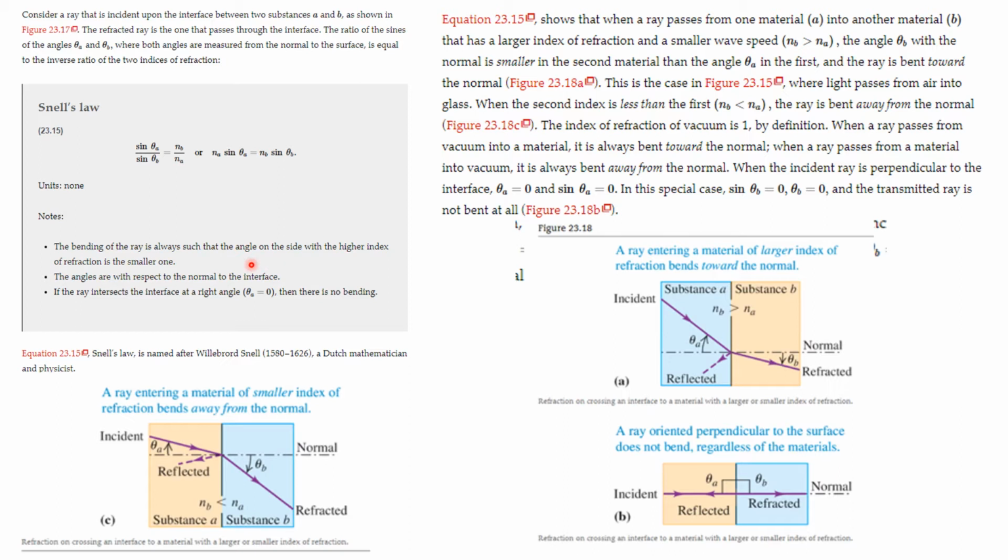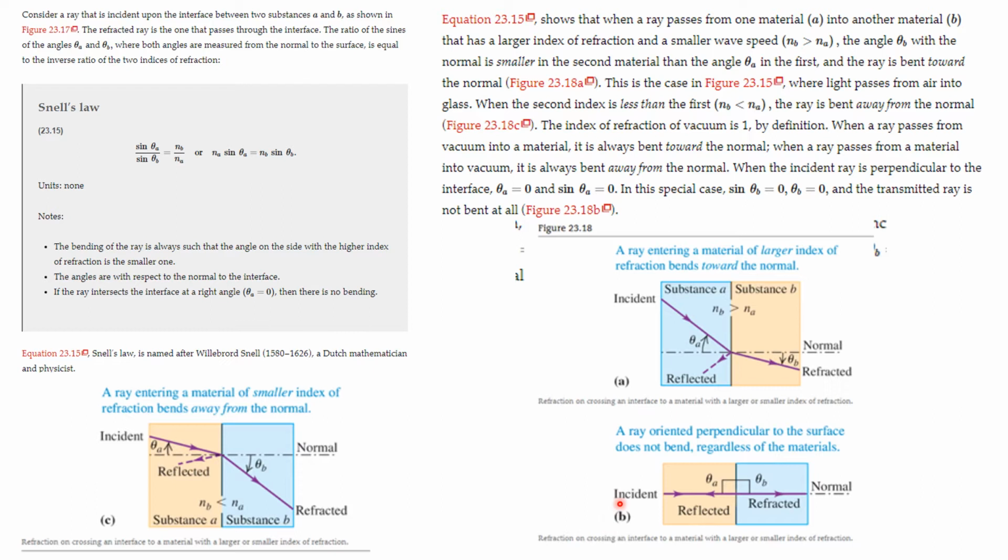The bending of the ray is always such that the angle on the side with the higher index of refraction is the smaller one. That's the bending, that means the angle. The angles are with respect to the normal to the interface. I've said that a couple times, but that's very important. That's where those angles are measured. And if the ray intersects the interface at a right angle, then there's no bending at all.